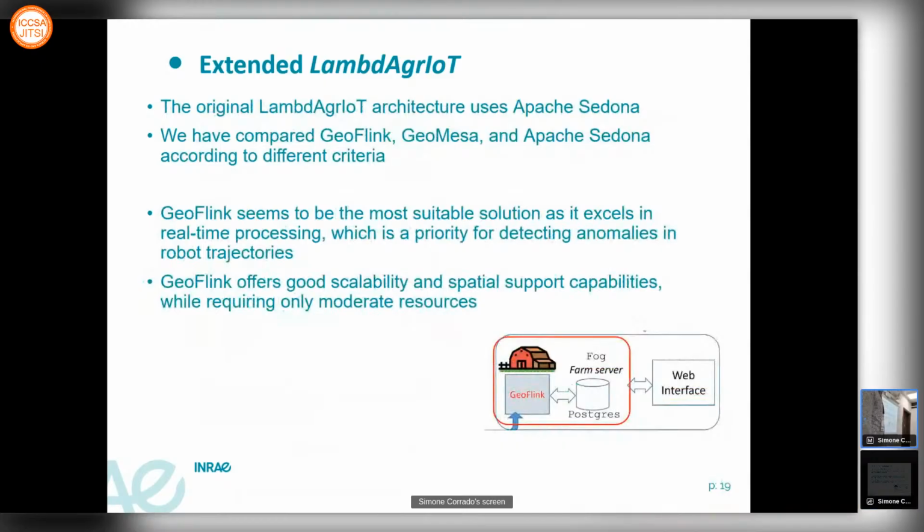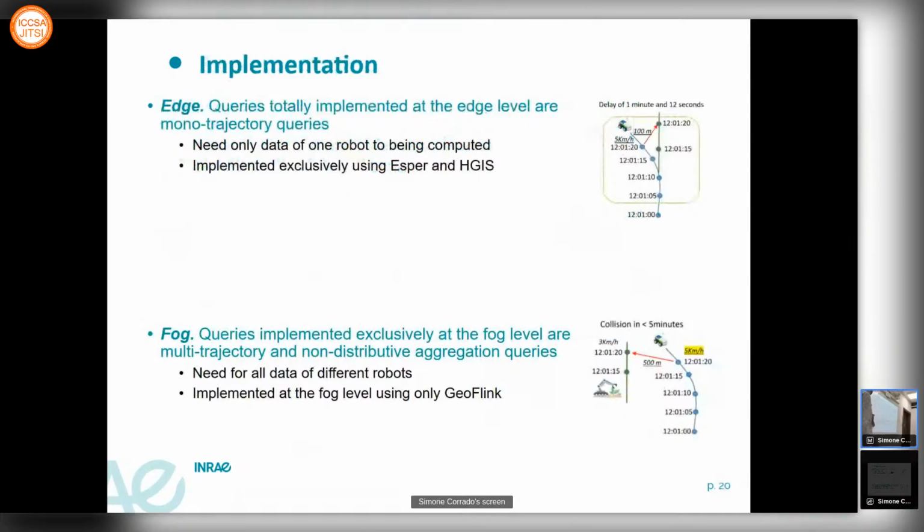For the farm server part, we use GeoFlink. There are a lot of open source distributed systems to scale up this kind of continuous query, but the only one that we think is good now is GeoFlink. It is an Apache software.